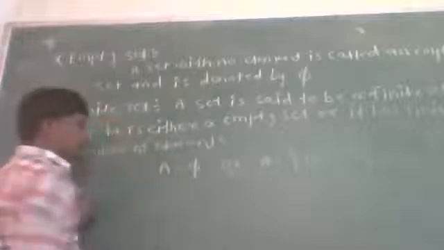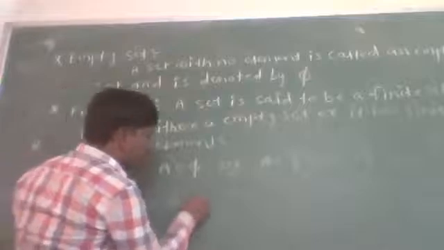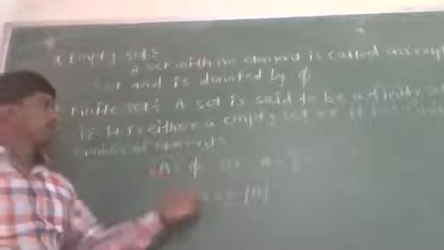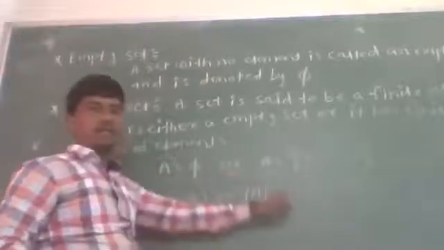Now, the number of elements in a set A is denoted by order of A or cardinality of a set A. It means the total number of elements in a set A.